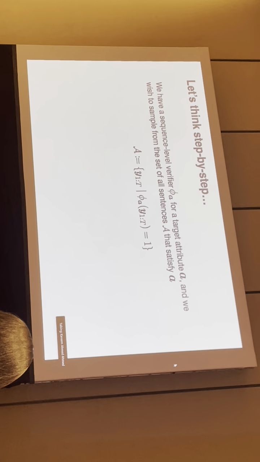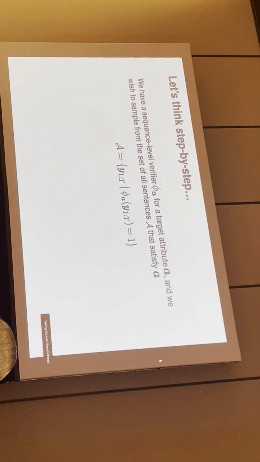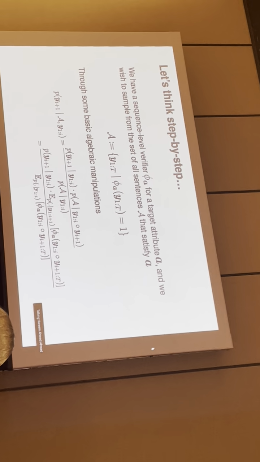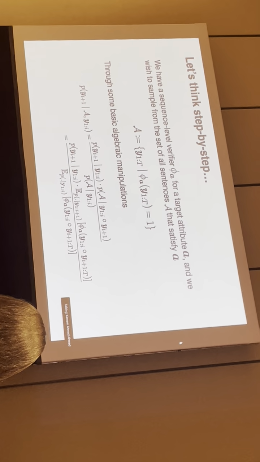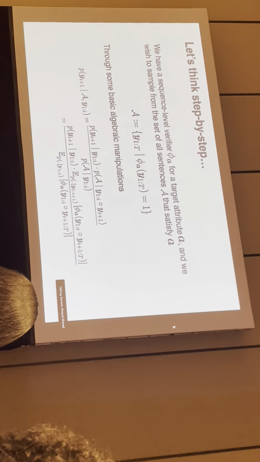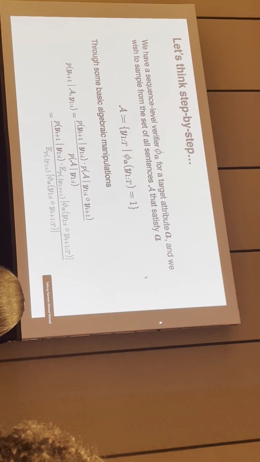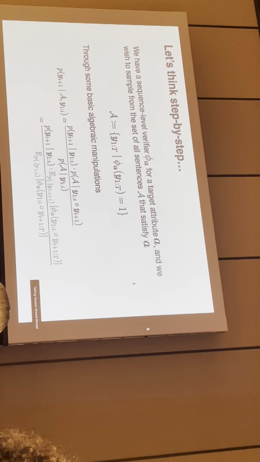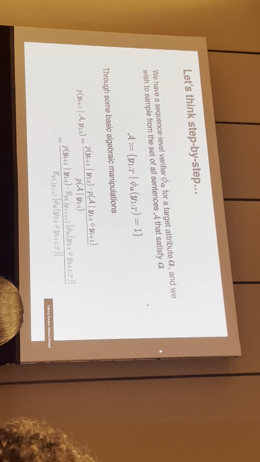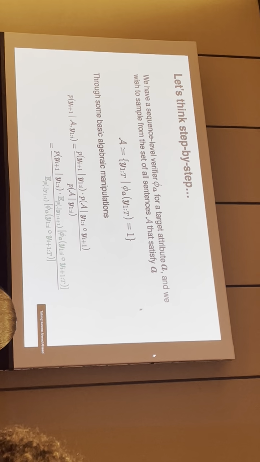So to begin with, we have a sequence level verifier, phi sub a, for our target attribute A. And what we want to do is we want to basically sample from this set of sentences that satisfy the attribute. If you rewrite the next token distribution and through some basic algebraic manipulations, you can forget about everything that is on the slide. Just know that what we're interested in is computing this expectation that is shown in green. So this expectation, what it's saying is, for all the possible continuations, I want to evaluate the classifier and see what the classifier is going to tell me on each of these continuations.